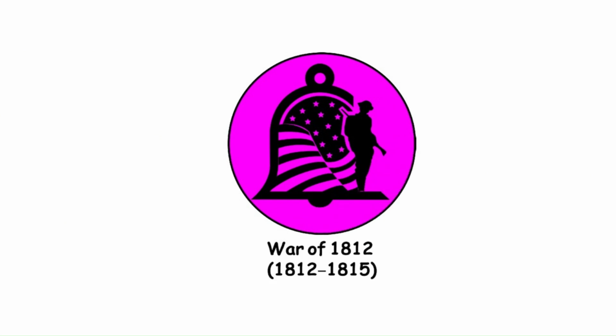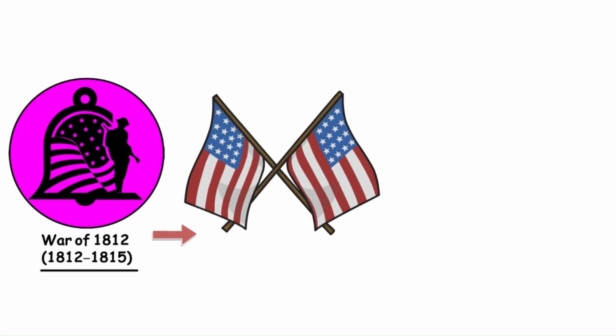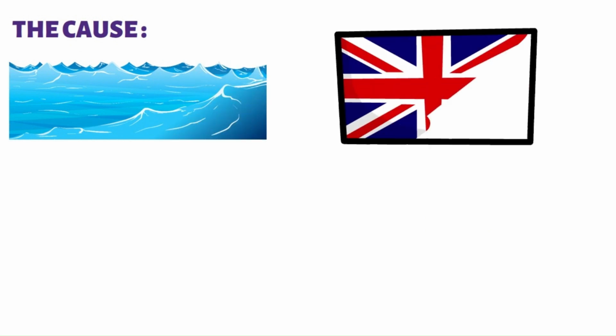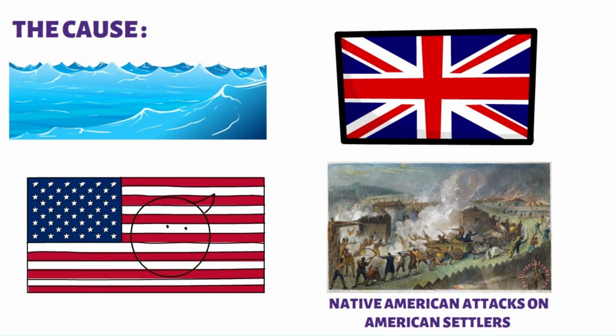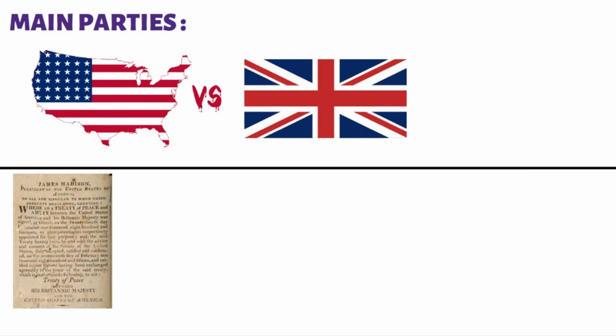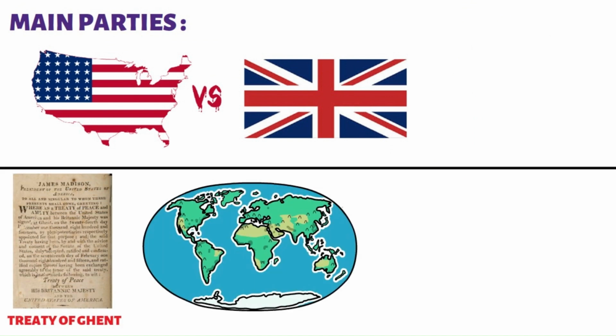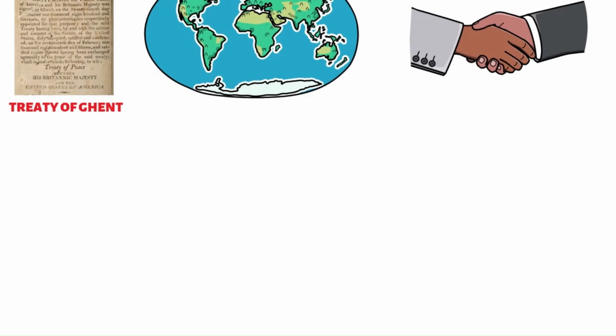War of 1812, 1812 to 1815. The War of 1812 was fought between the United States and Great Britain. The cause was maritime disputes, British support for Native American attacks on American settlers, and American territorial ambitions. The main parties were the United States and the British Empire. The war ended with the Treaty of Ghent, restoring pre-war boundaries but resolving few of the underlying issues.